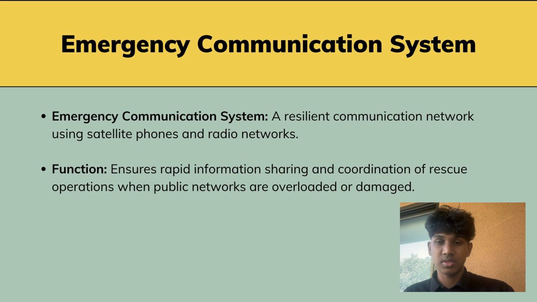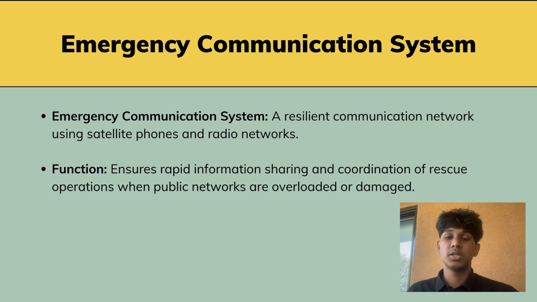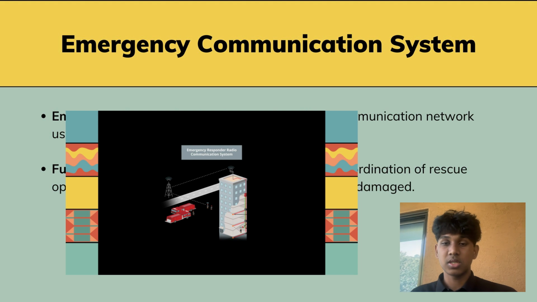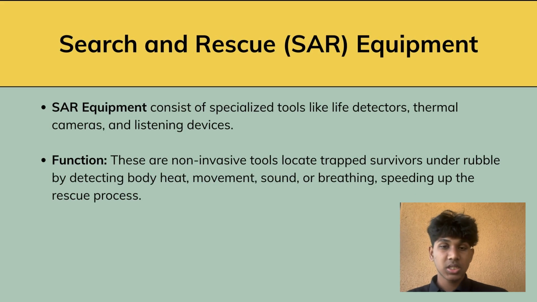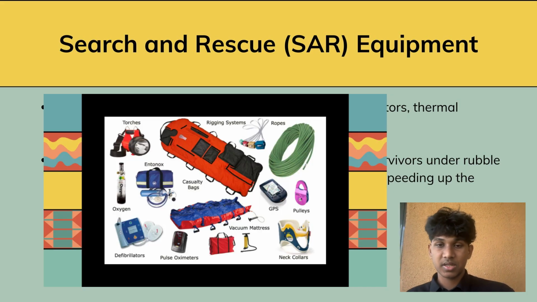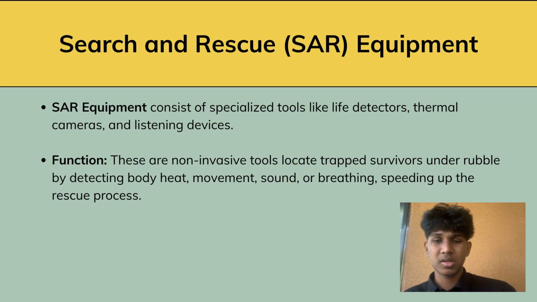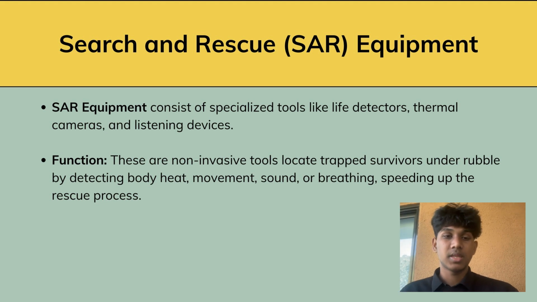Emergency communication systems are resilient networks that use satellite phones and radio communication. These systems ensure uninterrupted information flow and coordination among rescue teams when normal communication networks fail. Search and rescue equipment also plays a crucial role after an earthquake. This equipment includes life detectors, thermal cameras, and listening devices. These non-invasive tools help locate trapped survivors under rubble by detecting body heat, movement, sound, or breathing, thereby speeding up rescue operations.